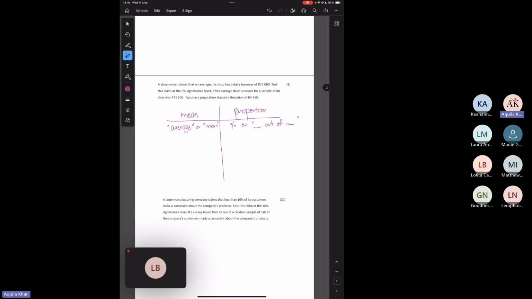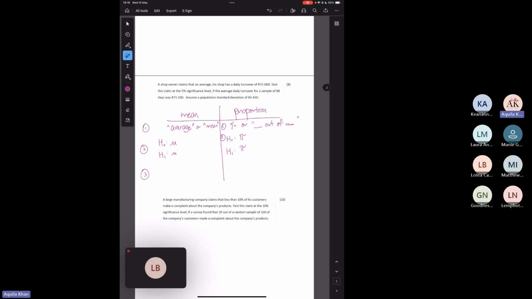The second difference between the two is the fact that we use the symbol mu in your null hypothesis and your alternate hypothesis. And for the proportion, we use the symbol pi. So that's the first difference. This is the second difference.